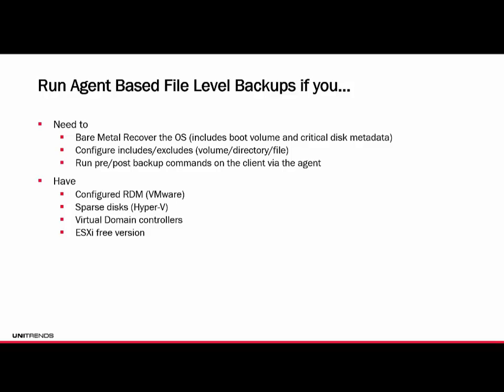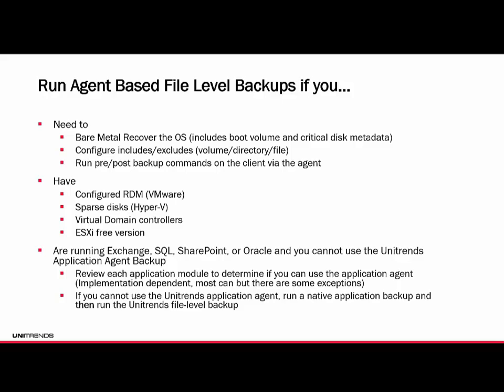Then, of course, if you're running any ESXi free version, you have to use our file level agent and treat those machines like physical machines, because the free version is unlicensed for the backup and recovery API set. We have to treat those like physical machines and run agent-based file level backups. You can bare metal them right back into the free version of VMware. We just have to use an agent-based backup on them because we're locked out of the VMware snapshot capability.